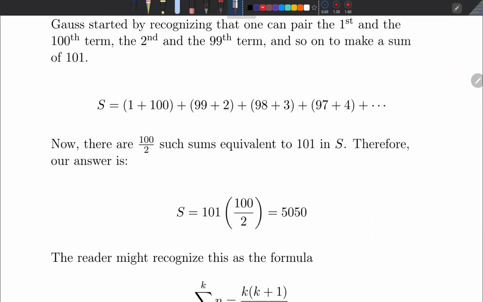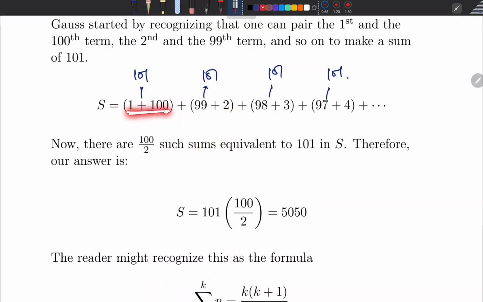Just take a look at the beauty that he produced at that time, at a very young age, around 8 years of age. So that's why he is considered the prince of mathematicians. This is going to give us 101. This sum is 101, 101, 101. Right. So basically we have 100 terms in the sum.